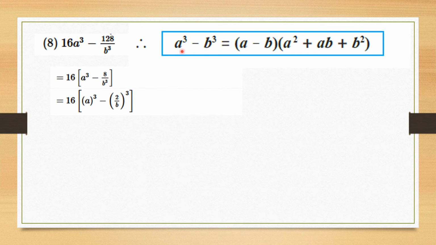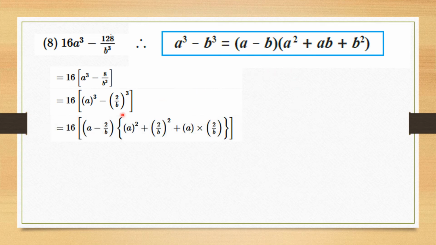Now this is in the form of a cube minus b cube. So I will expand it using this formula, where a is the first term a and the second term b is 2 upon b. So the formula is (a minus b)(a square plus ab plus b square), or you can also say a square plus b square plus ab. So this 16 as it is, a minus b, so that is a minus 2 upon b, into a the whole bracket square plus 2 upon b the whole bracket square plus a into b, so a into 2 upon b.